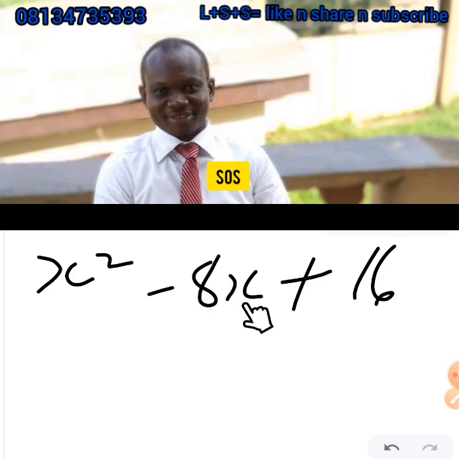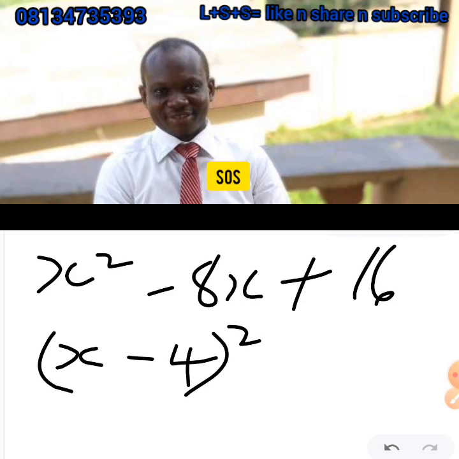So for us to factorize this, all we need to do is say the square root of x squared is x, then the middle sign is what you will use. So we have minus, then the square root of 16 is 4, then just square it. That's why I said squaring the square root of the first term plus or minus the square root of the last term. And since our middle term is minus, you put minus there. Don't forget that the sign you put at the middle is the sign of the middle term. So we have x minus 4 squared as the answer.